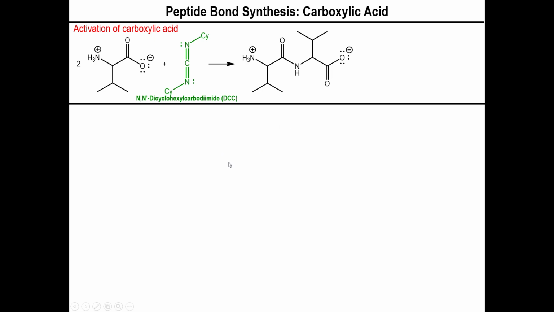So the idea pretty much is that once you introduce DCC into this mixture, you will have this peptide forming. And in the process, the byproduct is dicyclohexylurea, which is a very stable byproduct as well in water. So it is absolutely the reagent of choice to activate your carboxylic acid and let this reaction happen.